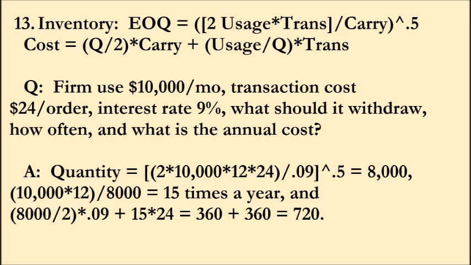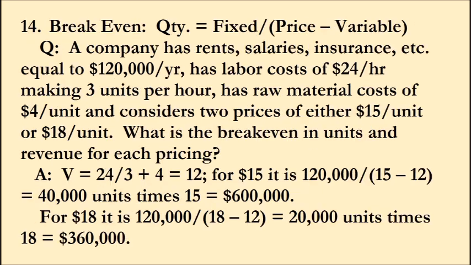Let's say a firm uses 10 grand a month. Remember, it's monthly, times 12 for the year. Transactions cost is $24, and interest rate is 9%. Well, we would have 2 times the 10 grand times 12 times the transactions cost of 24, divided by the interest rate of 9% as a decimal, and we take the square root and we get 8 grand. And that turns out to be about 15 times a year. And if we check the original equation, we'll find that's 360 plus 360. Notice those 2 terms are equal, verifying we did it correctly.